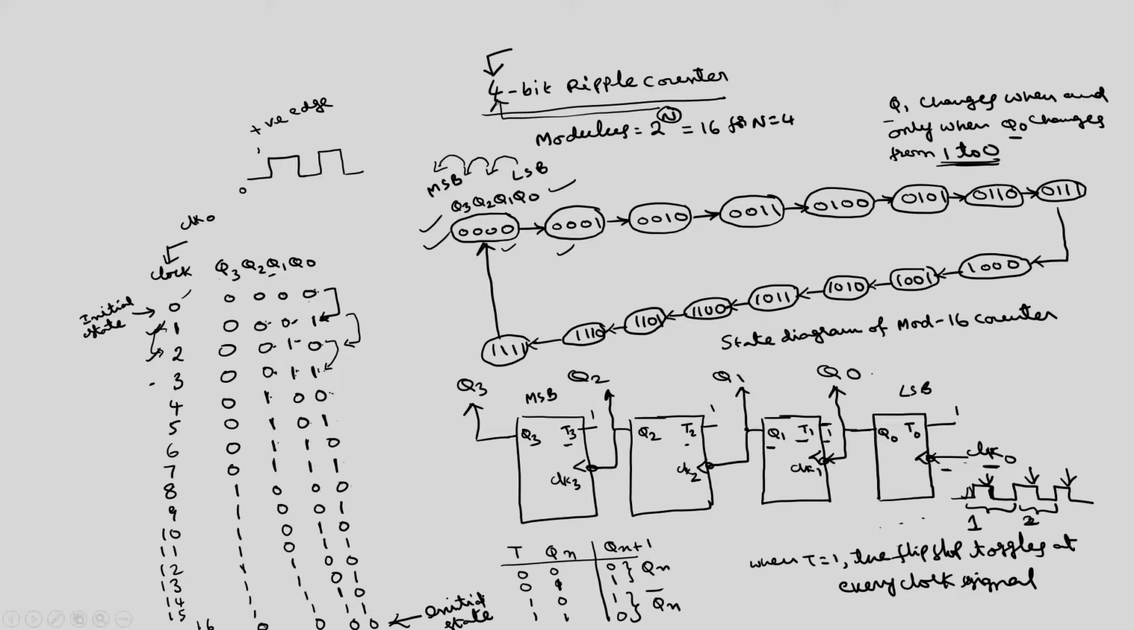So, 16 clock signals are required to get the same initial state. So, the modulus is 16. This is the 4-bit ripple counter. The name ripple counter is because this bit ripples through: this Q0 change will reflect in Q1, Q1 change will reflect in Q2, Q2 change will reflect in Q3. So, this change is in the form of a ripple. This is the ripple counter, and this phenomenon is also called an asynchronous counter.